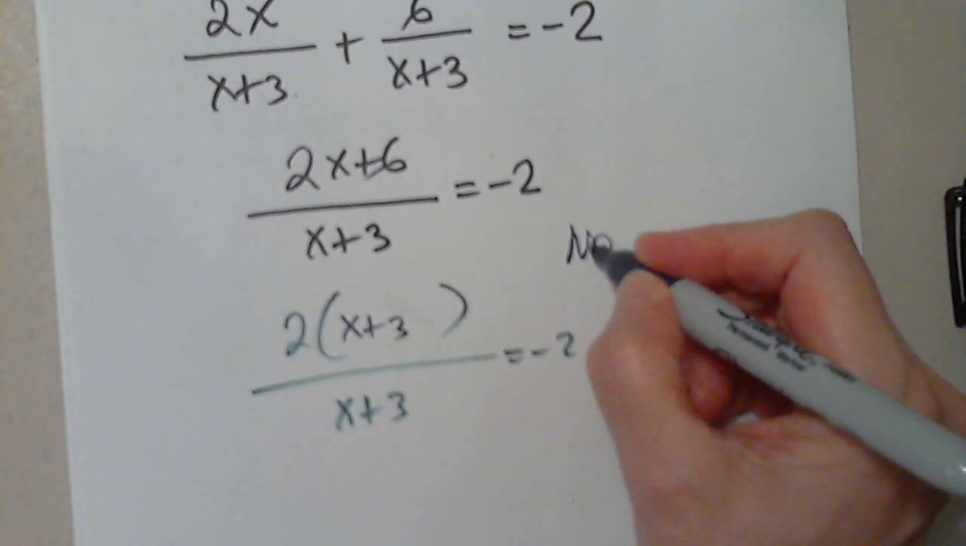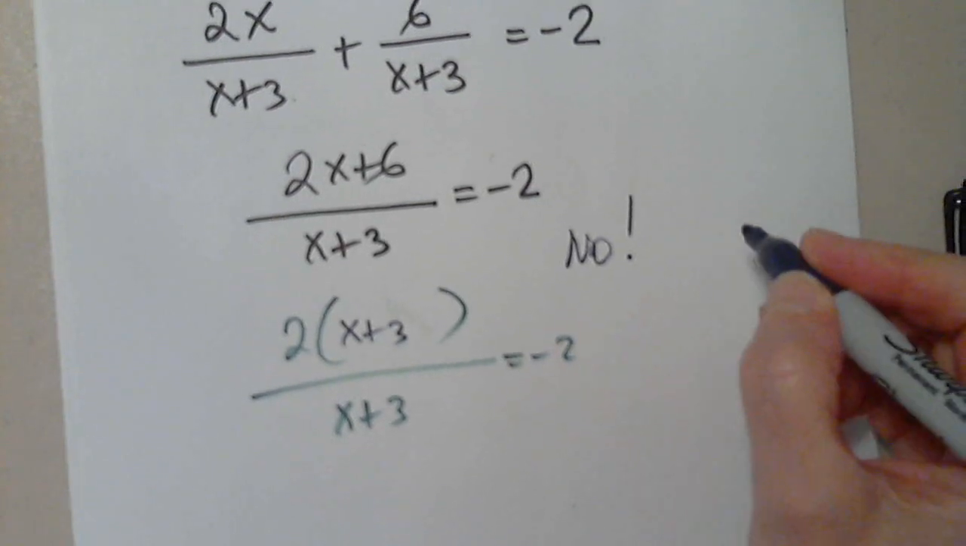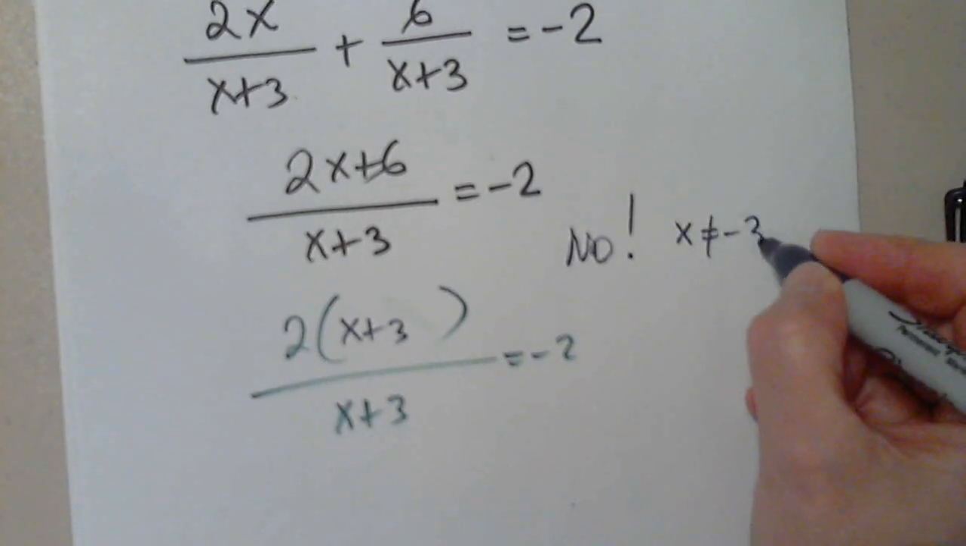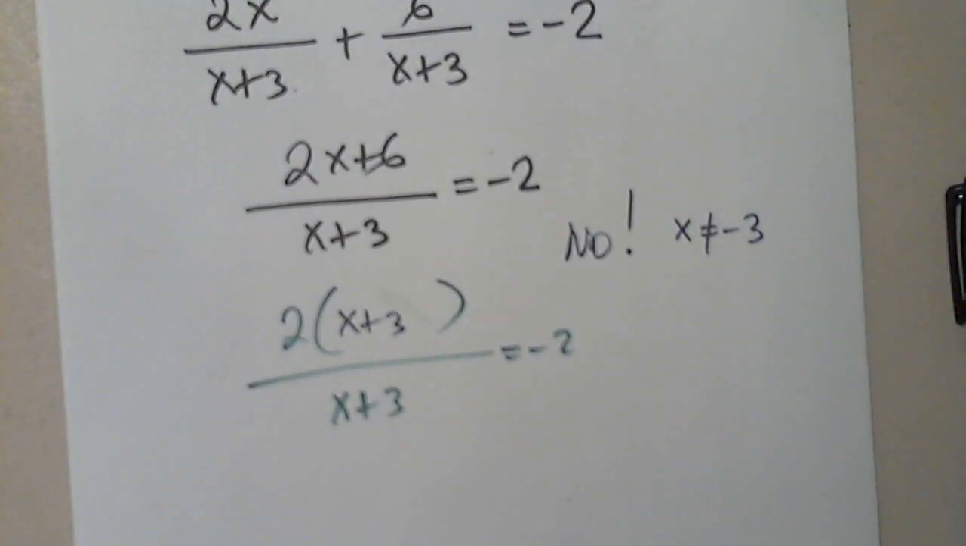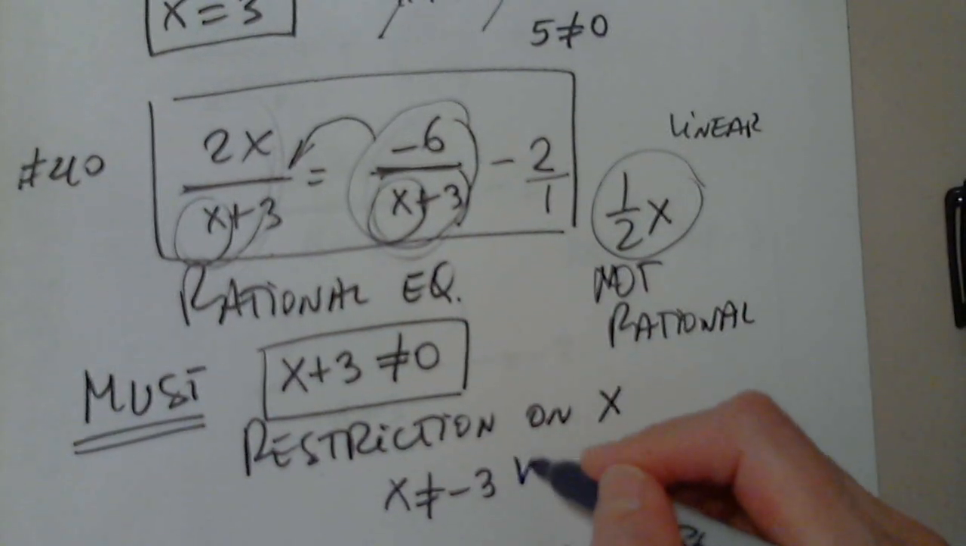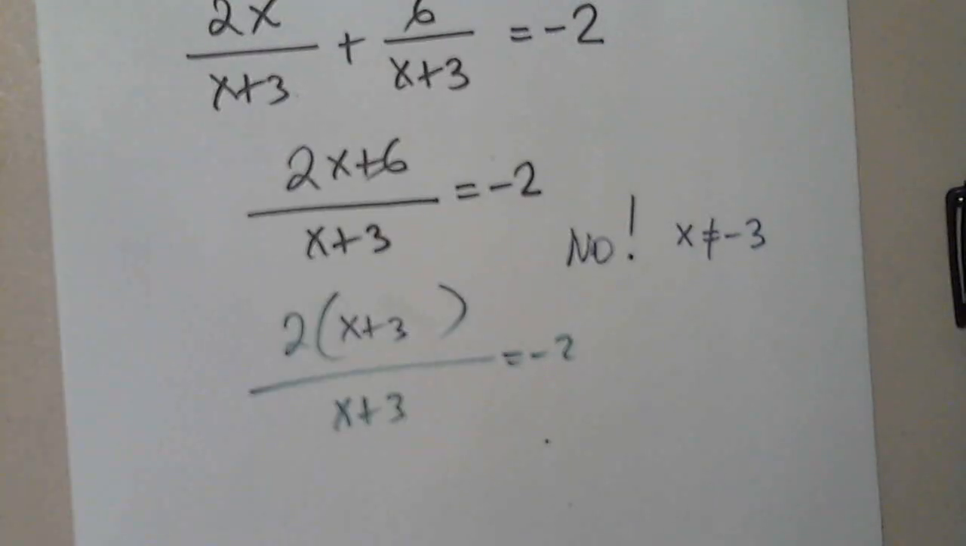The answer is no, unless I write that x cannot equal negative 3. But I already did. I already did. So then I can't simplify it.